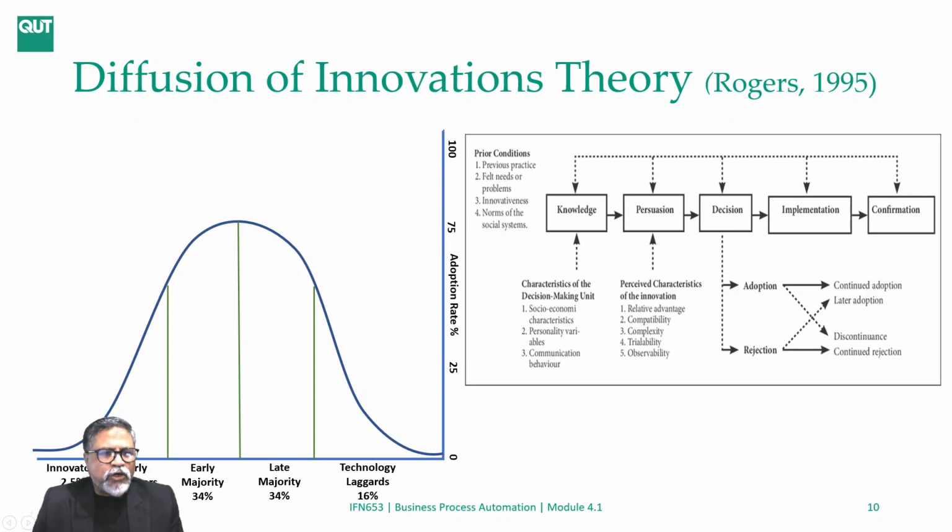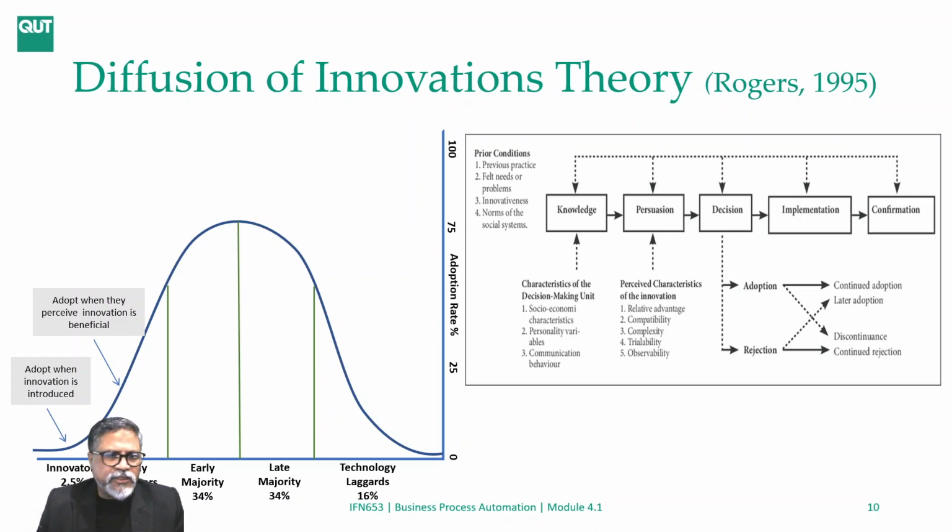So what Rogers says is that innovators are usually 2.5% who innovate, right? So they adopt when innovation is introduced. These people are the ones who always try to go for something new. The early adopters are about 13.5%. These things can change based on country or based on your context.